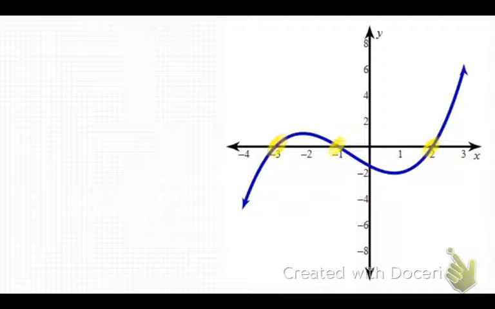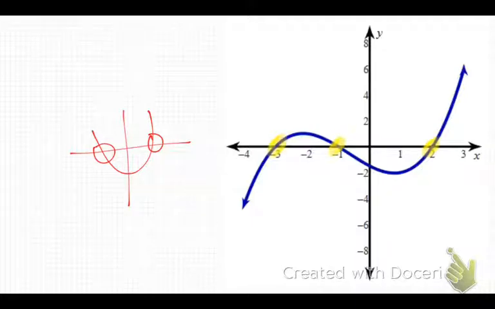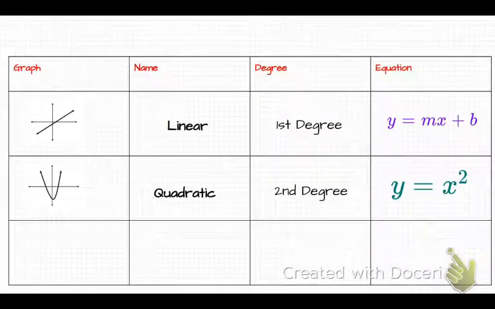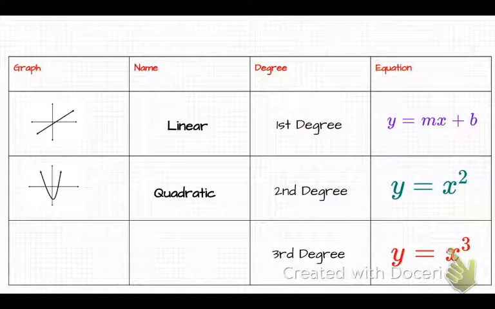So on my quadratic, how many x-intercepts did I have? On the quadratic, remember right here. How many times did I go through the x-axis? Twice. And what was the degree of that polynomial? Okay, so if I have 3 x-intercepts, what do you think that degree is? Third degree. Third degree, perfect. So our next row is going to be a third degree polynomial. And what do you think that equation is going to be? Y equals x cubed. Good. So if I have y equals x cubed, what do you think the name is going to be?